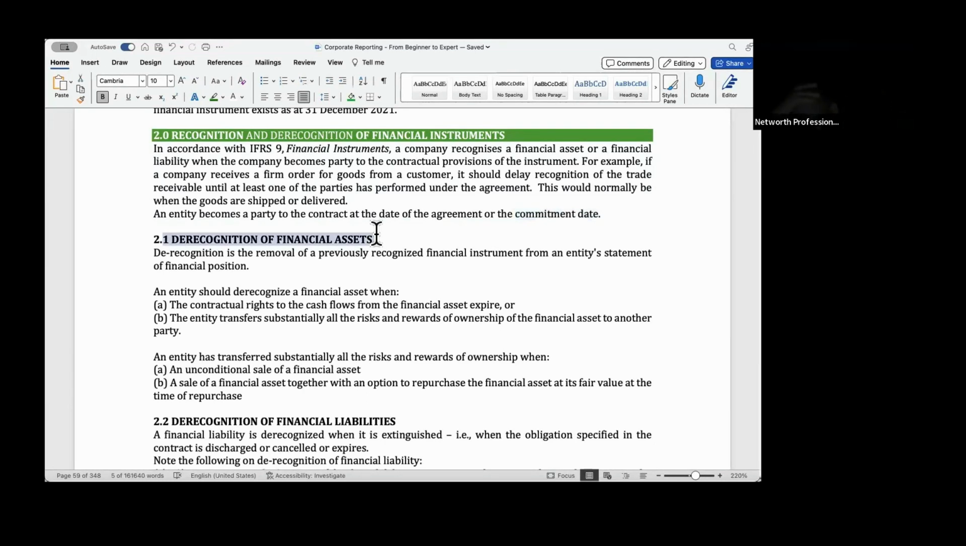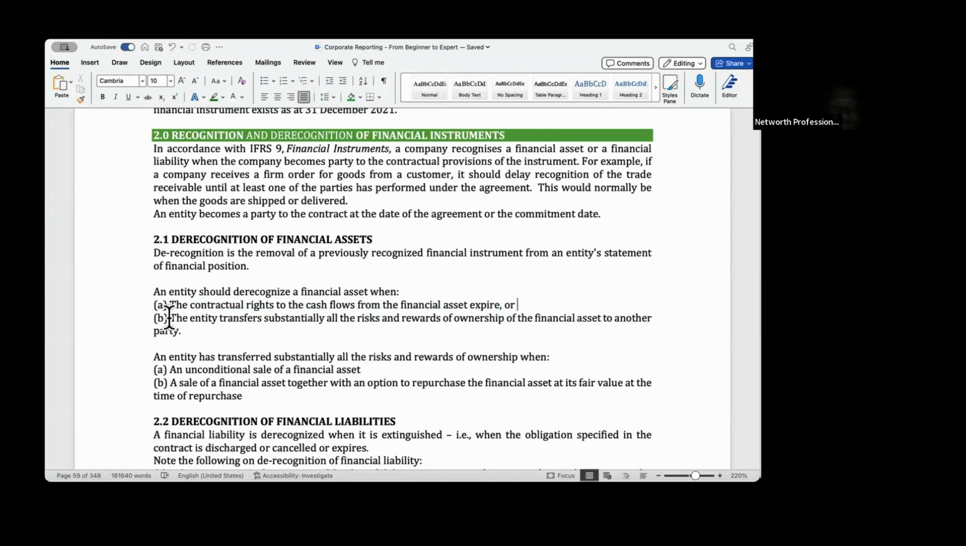But I will start with the derecognition of a financial asset. So a financial asset can be derecognized when the right to the cash flows from that asset has expired. Don't forget, a financial asset is a contractual right to receive cash. When those rights have expired, you derecognize it from your books. You remove it from your books.